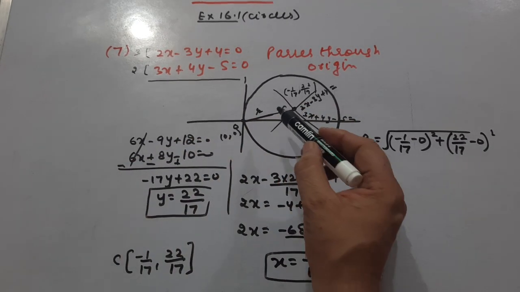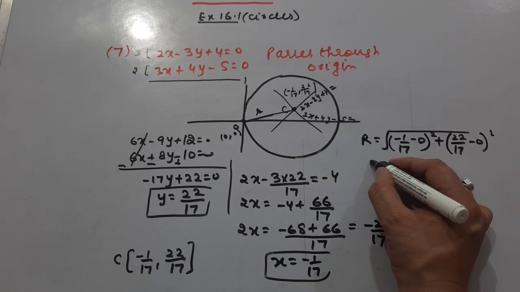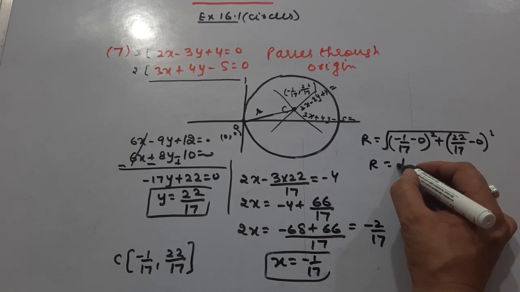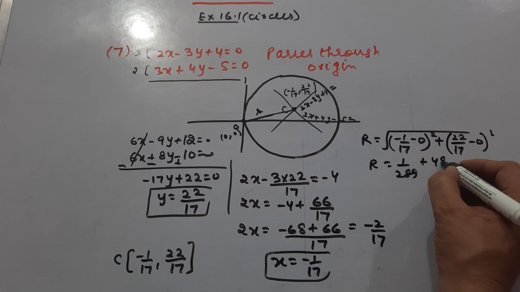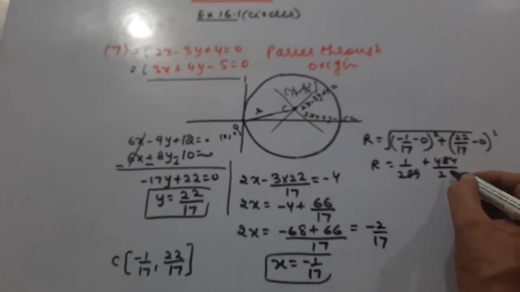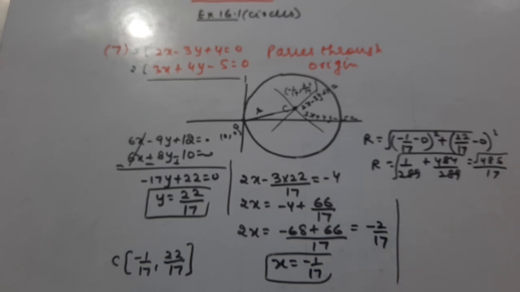So applying the distance formula to find the length OC, this is the distance formula I am applying. So this is the square root of 1 upon 289 plus 484 upon 289. So this is equal to root 485 upon 17. So this is the radius, right?